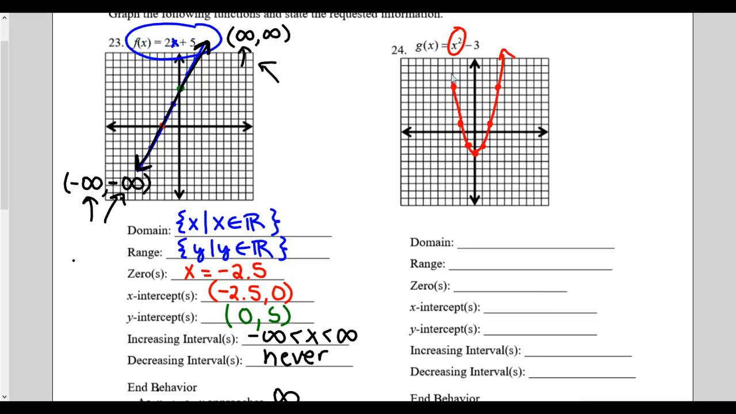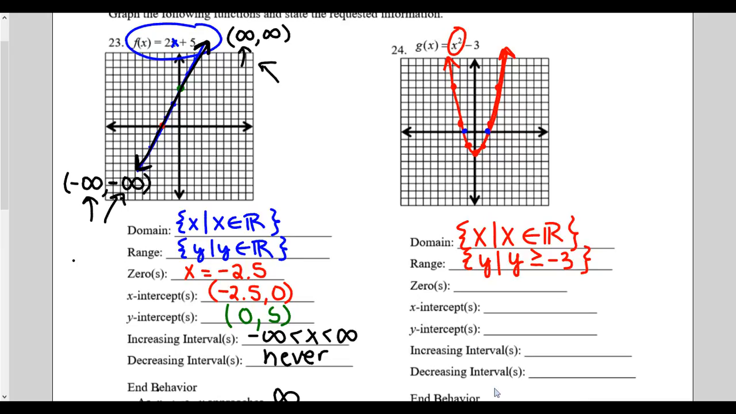I've got a U shape, I've got arrows on both ends to show that I keep going up. For my domain, I do go forever left and right, so my domain is x is an element of the reals. My range does not go up and down forever, it has a restriction. Y starts down here at -3 and then goes up from there, so y such that y is greater than or equal to -3.